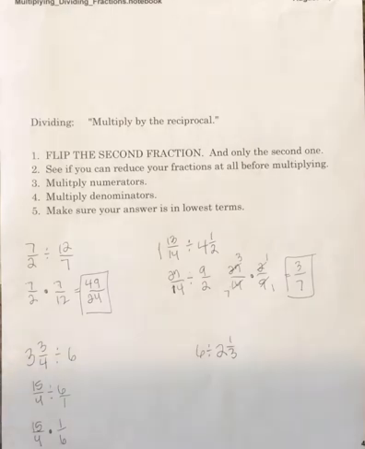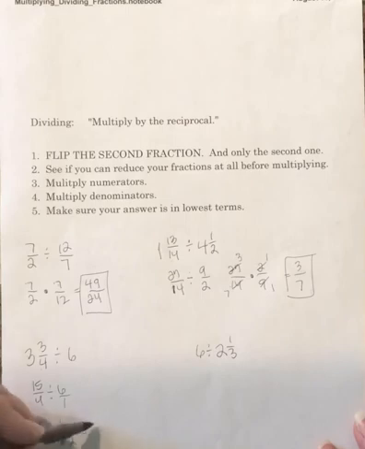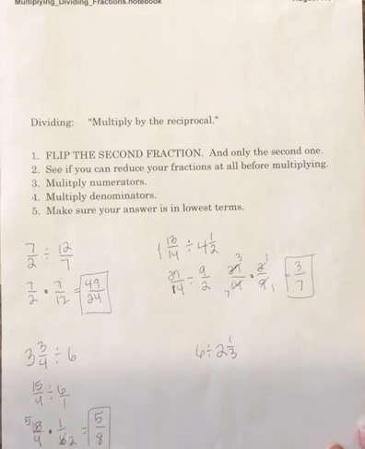Now I'm going to look for common factors. Well, 1 can't be reduced at all, so that's not going to do anything for me. 15 and 4 don't have any common factors, but 15 and 6 do. They both have the factor of 3. So 6 divided by 3 is 2. 15 divided by 3 is 5. No more common factors anywhere. 5 times 1 is 5. 4 times 2 is 8. And that is my answer in lowest terms.